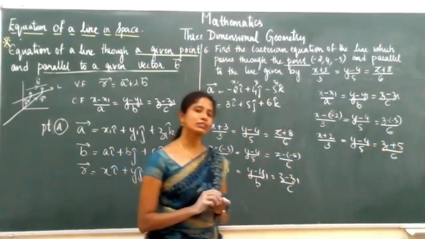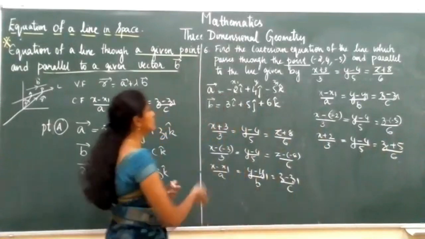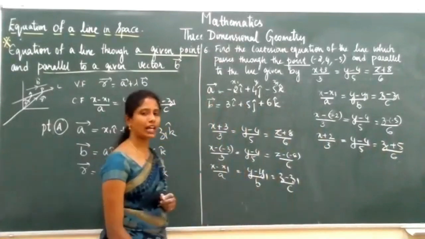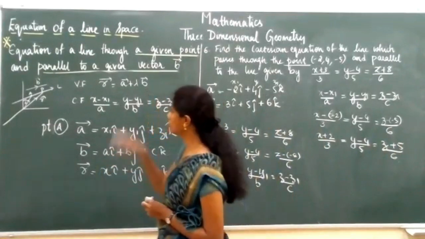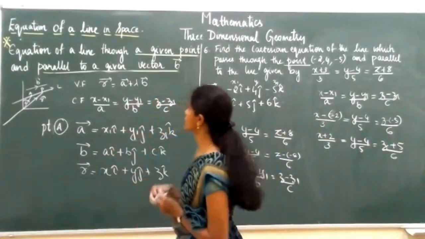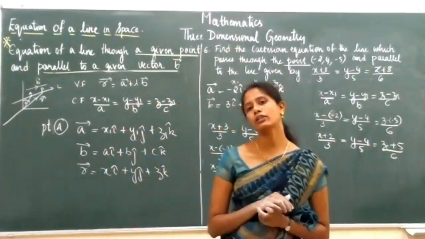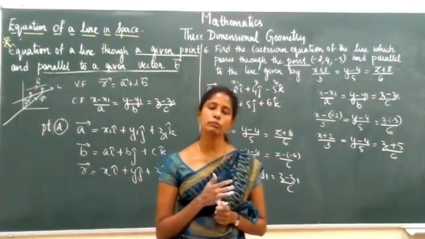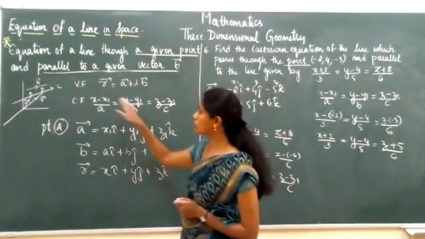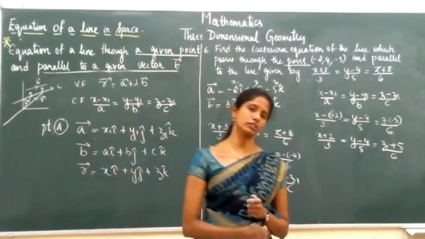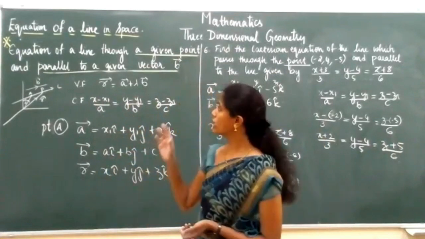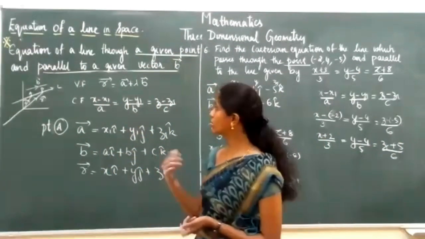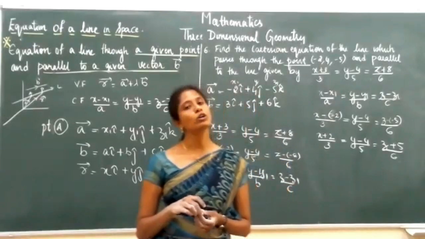Here, if they ask, we can even find its vector form because we already know vector A and vector B. So this completes the problem on the equation of a line which is passing through a given point and parallel to a given vector. You should remember the derivation and also its vector form and Cartesian form. In the next class, let us learn how to derive the equation of a line which is passing through 2 points.